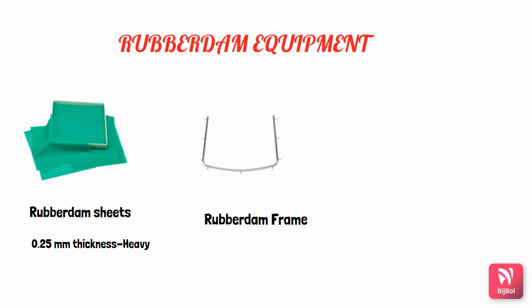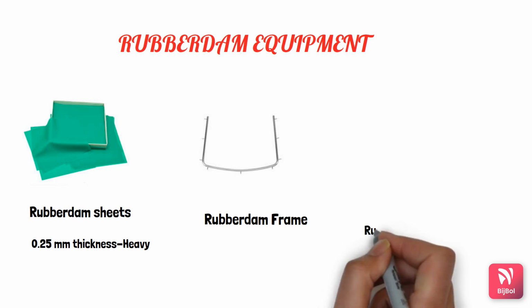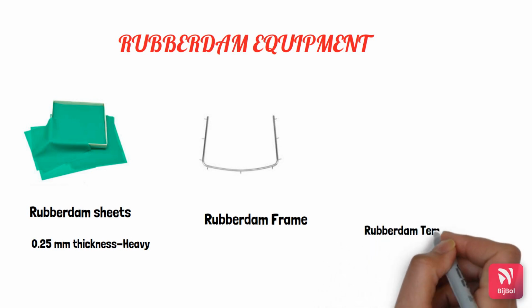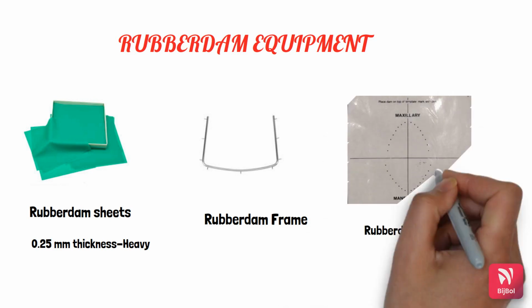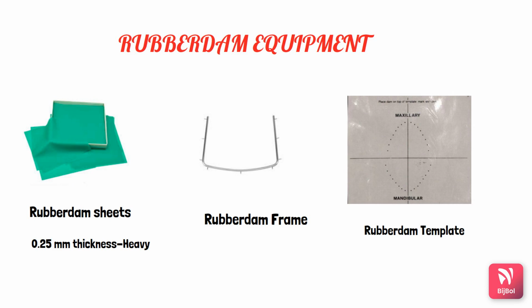Next is the rubber dam template. The rubber dam template consists of the maxillary and the mandibular teeth with an inked rubber dam stamp that helps in marking the dots on the rubber according to the average position of the teeth.